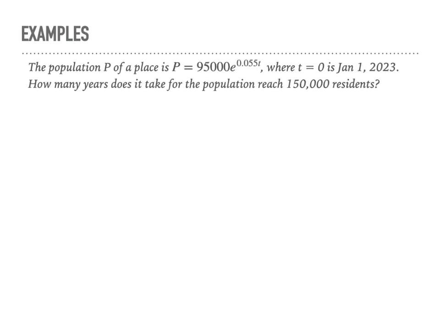Now let's look at an example. The population p of a place is this following exponential growth function. Why is that? Because the exponent is positive. Where t equals 0 at that specific date, how many years does it take for the population to reach 150k people?